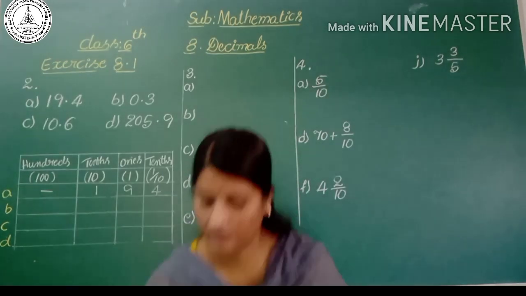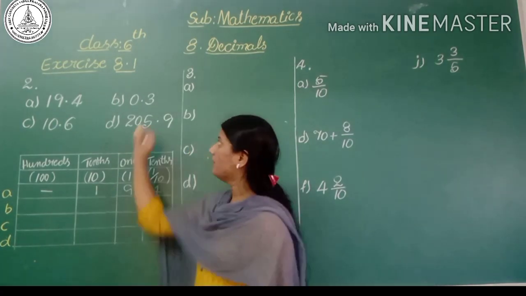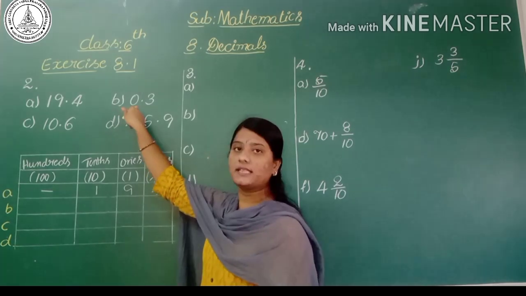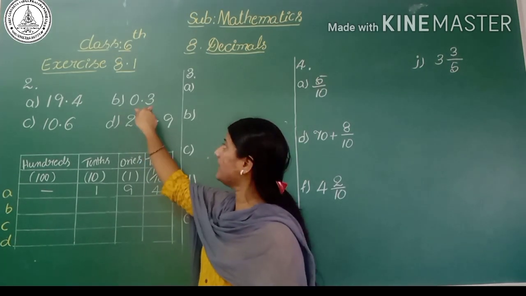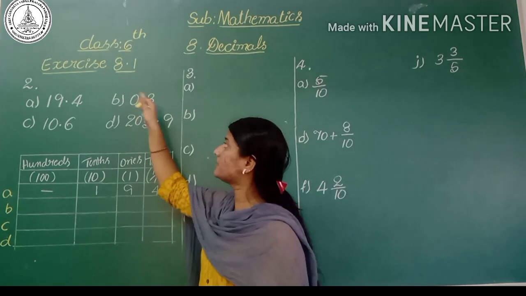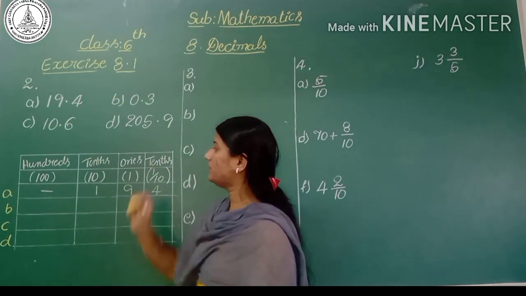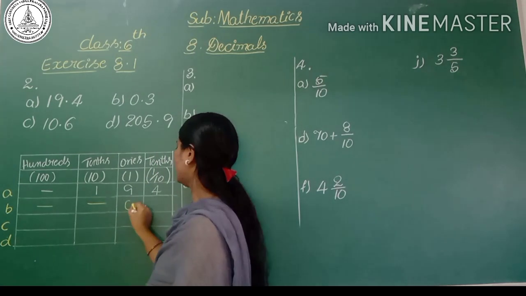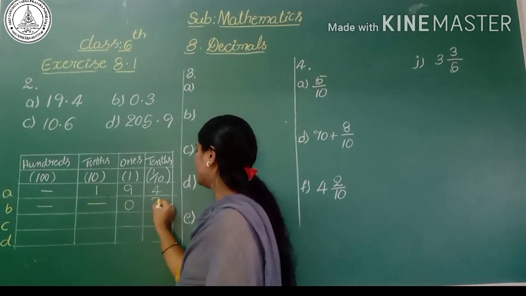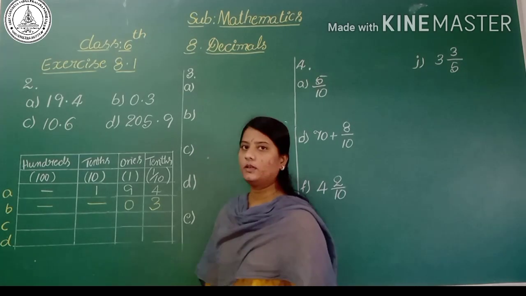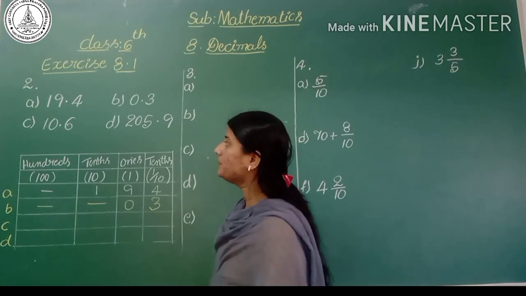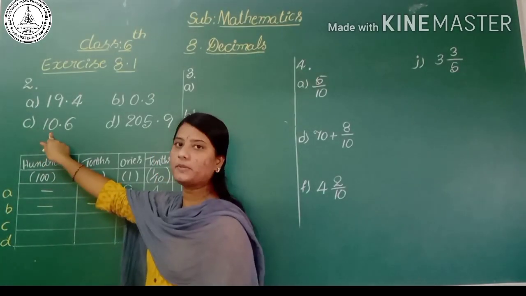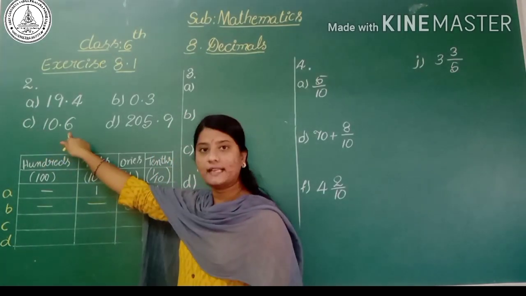Then B is 0.3. Here there is a 0 in the ones place and 3 in the tenths place. There are no tens and hundreds places, so keep the dash. In the ones place there is 0, and in the tenths place there is the number 3. Then the third one, 10.6. Here 1 is in the tens place, 0 is in the ones place, and 6 is in the tenths place.